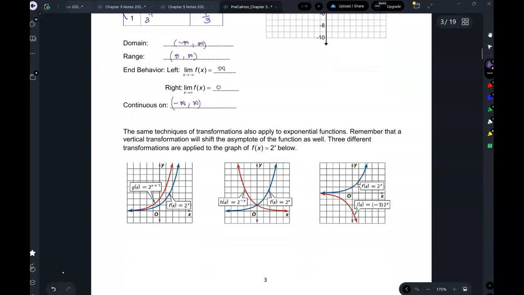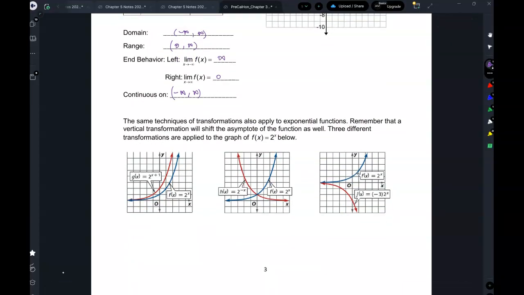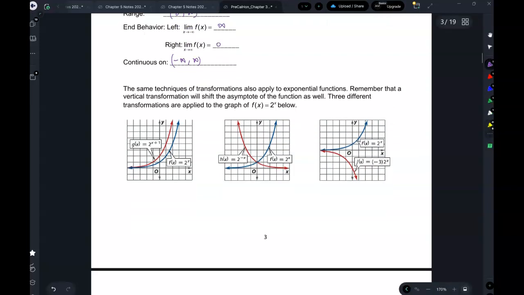All right. Transformations work in the same way. Basically, if you have 2 to the power of x plus 1, this moves the graph to the left 1 unit. If you have 2 to the negative x, this is a reflection around the y-axis. Do you see how the reflection around the y-axis changes back and forth between growth and decay?